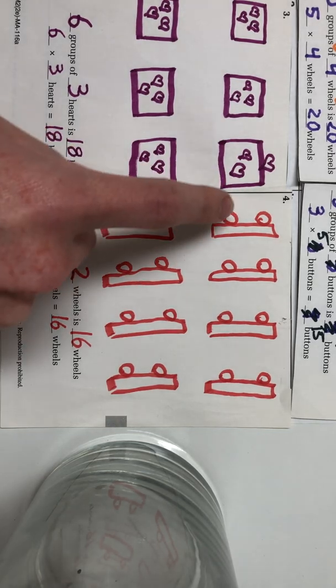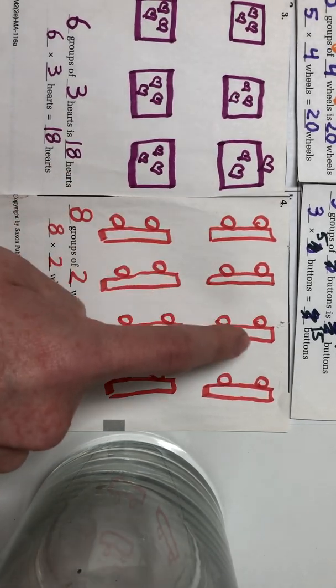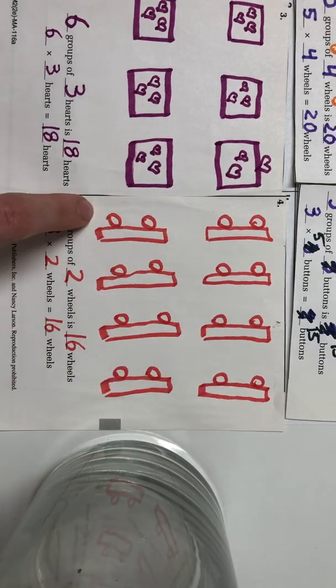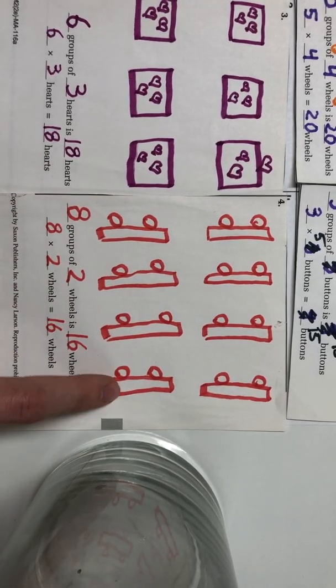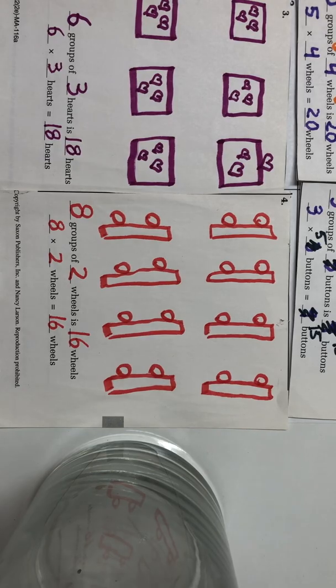So let's count by 2s for this one. 2, 4, 6, 8, 10, 12, 14, 16. So we have 16 wheels. Let's go to the other side.